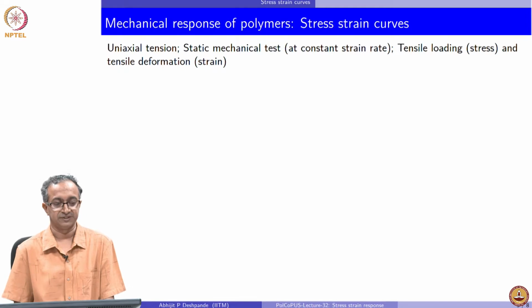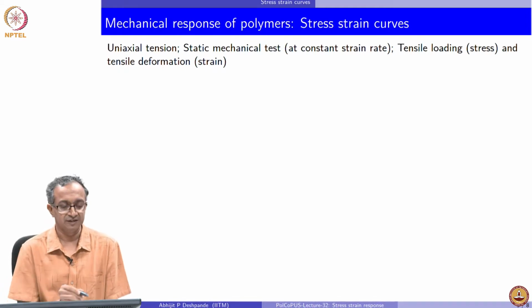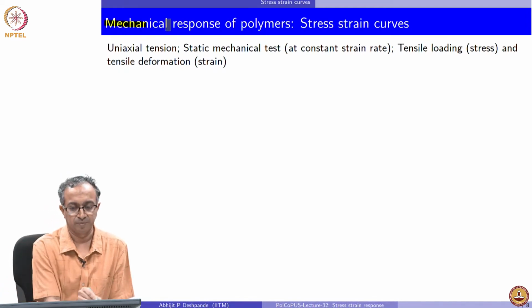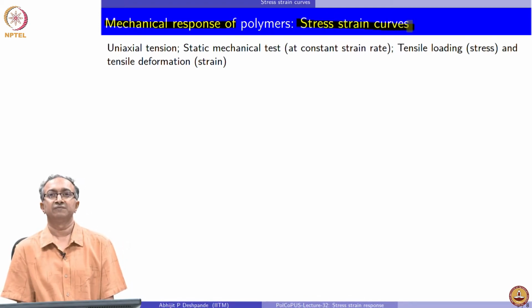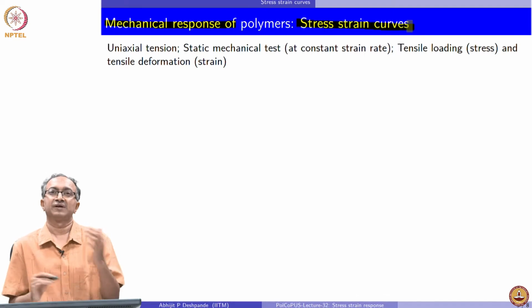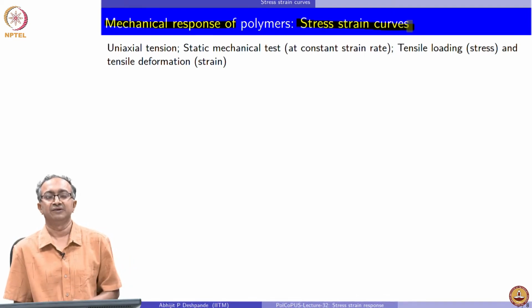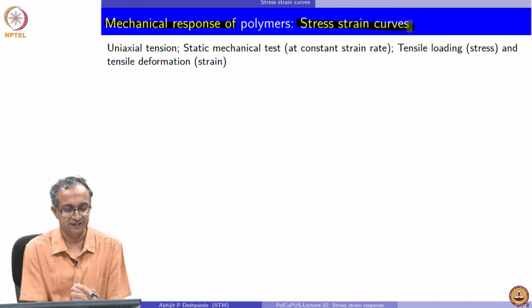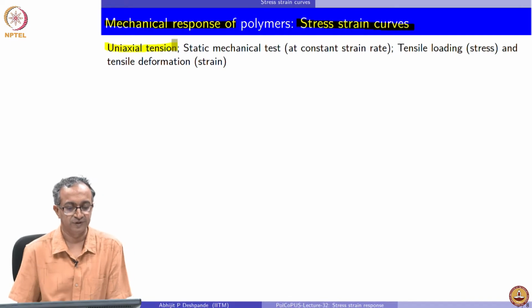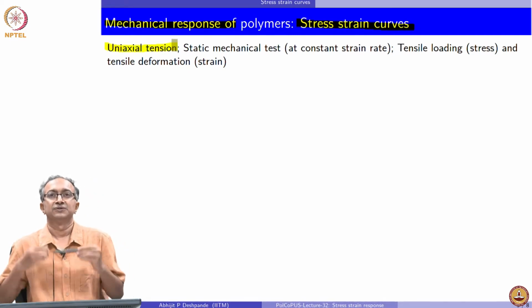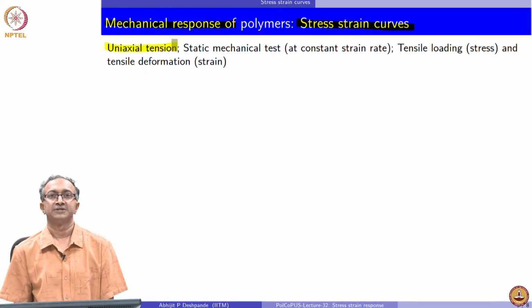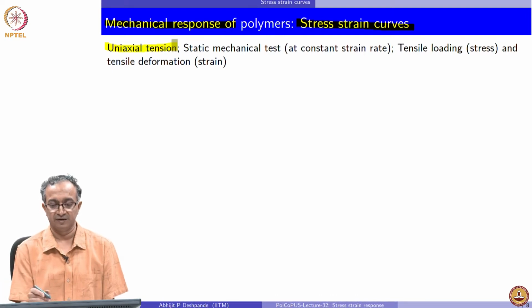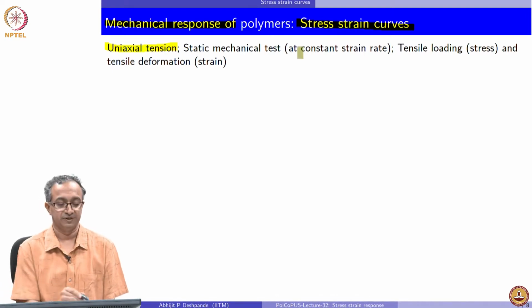for a given application. So, mechanical response of polymers is generally assessed using these stress strain curves, but this is only one among several ways in which you can look at mechanical response. But generally when we say stress strain curve, we actually are looking at only uniaxial tension. So, basically just pulling a polymer sample with an extensional force and then looking at what happens to the deformation.